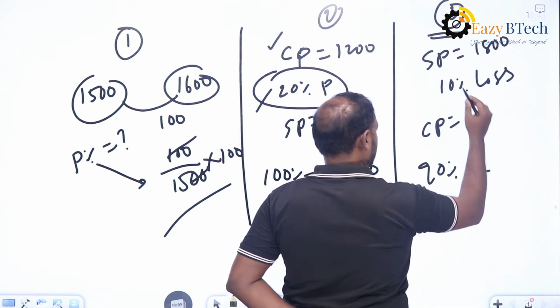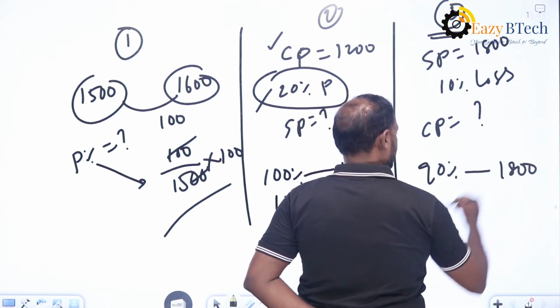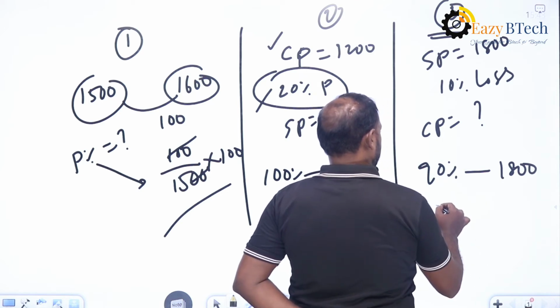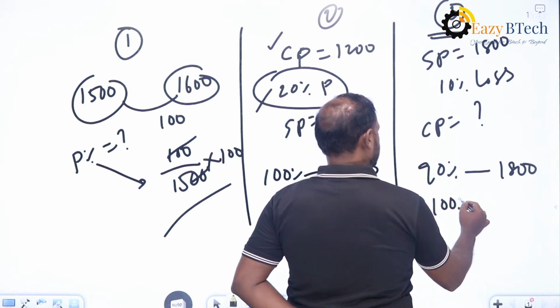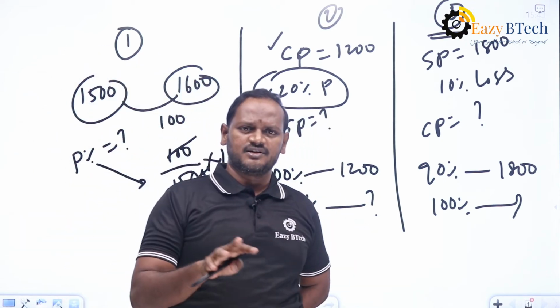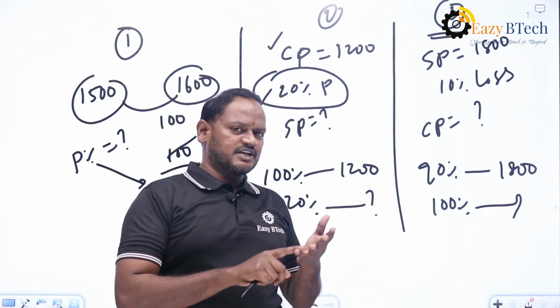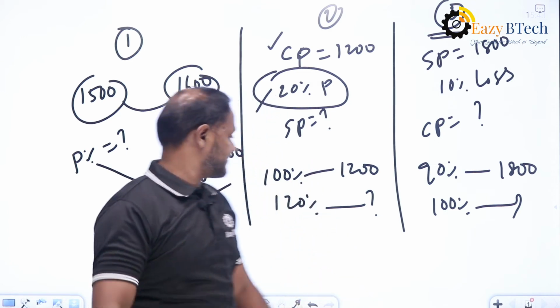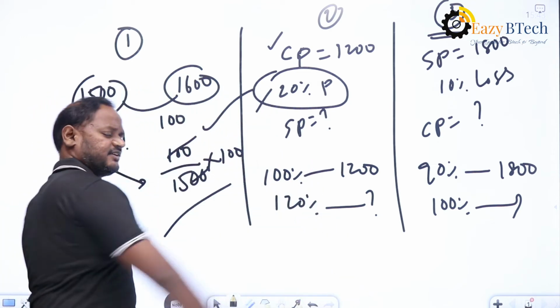Answer will be 90% can be taken as selling price value. 90% value is 1800. And what we need to find here? So cost price always 100%. Is there any confusion between these two topics? We have successfully discussed 3 models. Any confusion? Nothing will be there, right?